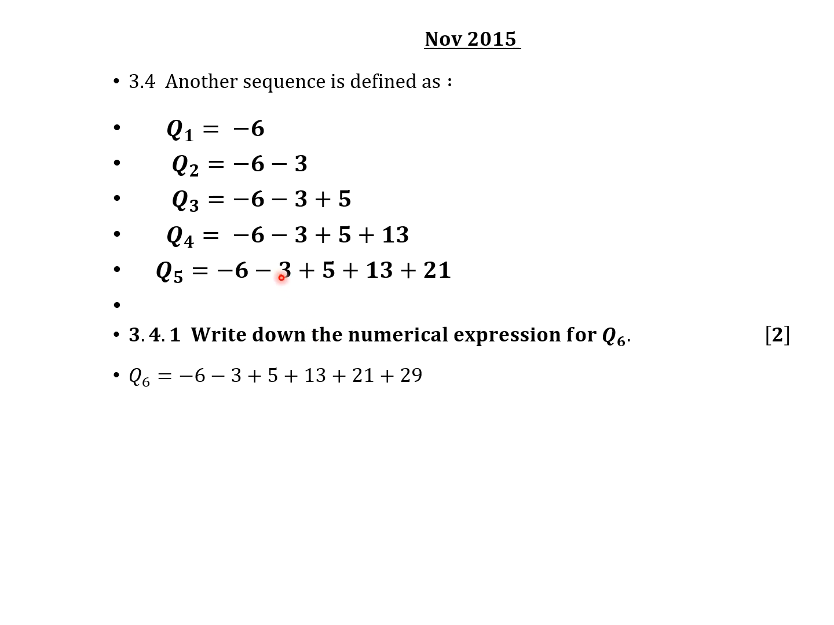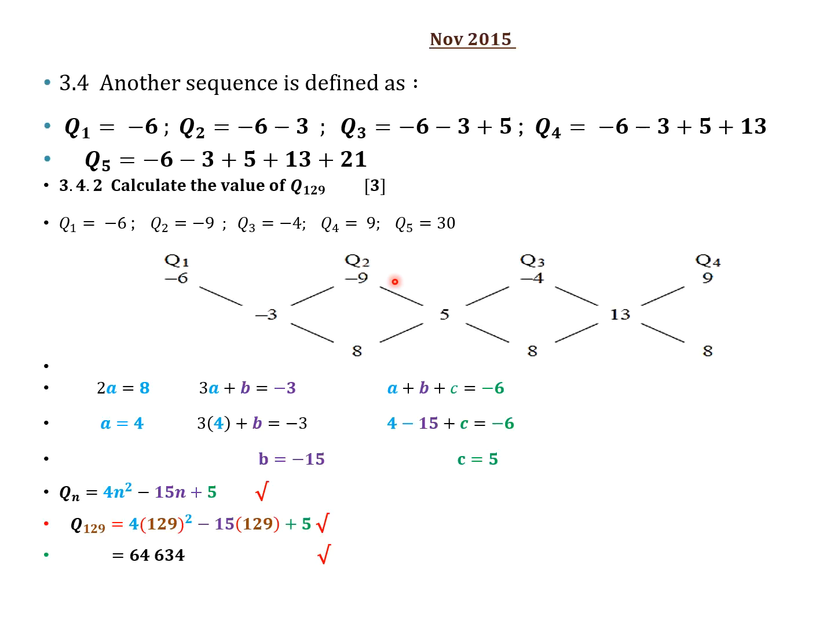So there you should see -3 plus 8 gives me 5, 5 plus 8 gives me 13, 13 plus 8 gives me 21, so 21 plus 8 would give me 29. So for Q6, I just add another 8 to get the expression for Q6. Now, they say calculate the value of Q129. So we have to find the formula.